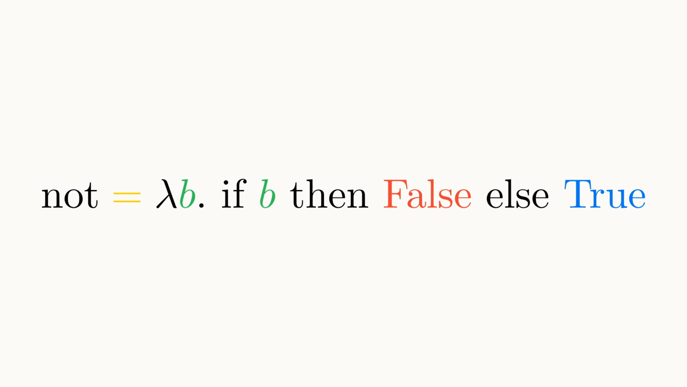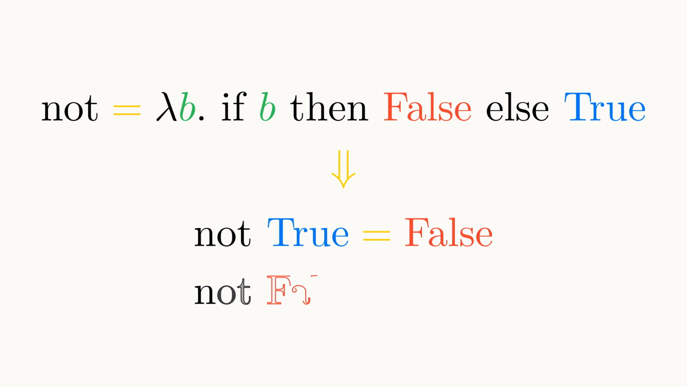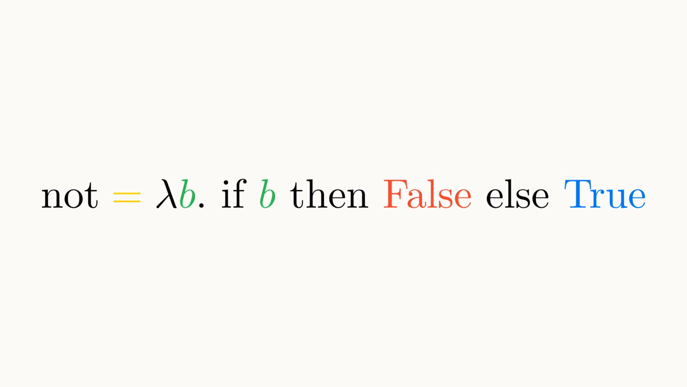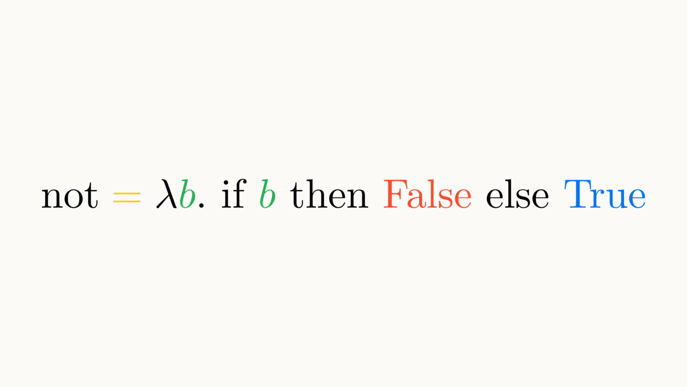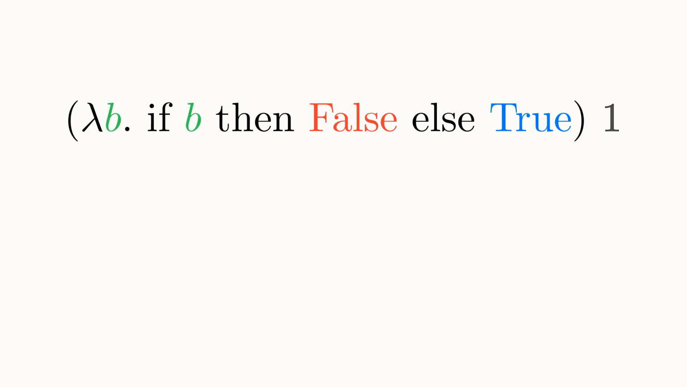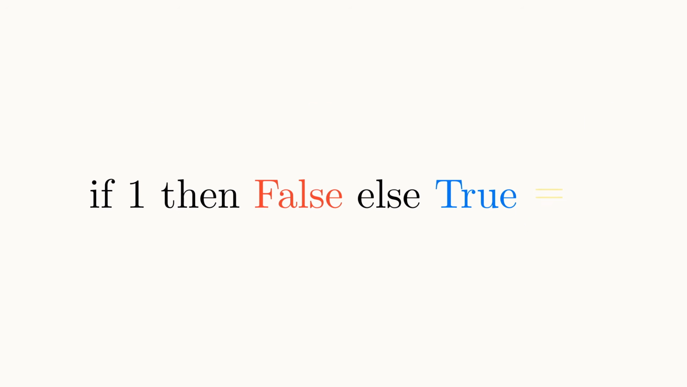As some motivation, consider our not function from earlier, lambda b dot if b then false, else true. This function maps the input true to the output false, and the input false to the output true, essentially just swapping true and false. But there is a slight subtlety here. There is no actual requirement for our input to be a Boolean. Our not function applied to an input of, say, 1, beta reduces to if 1 then false, else true. This is nonsensical. If 1 makes no sense because 1 isn't a Boolean. So trying to use our encodings of these concepts to reduce this further will result in a term with no real meaning.